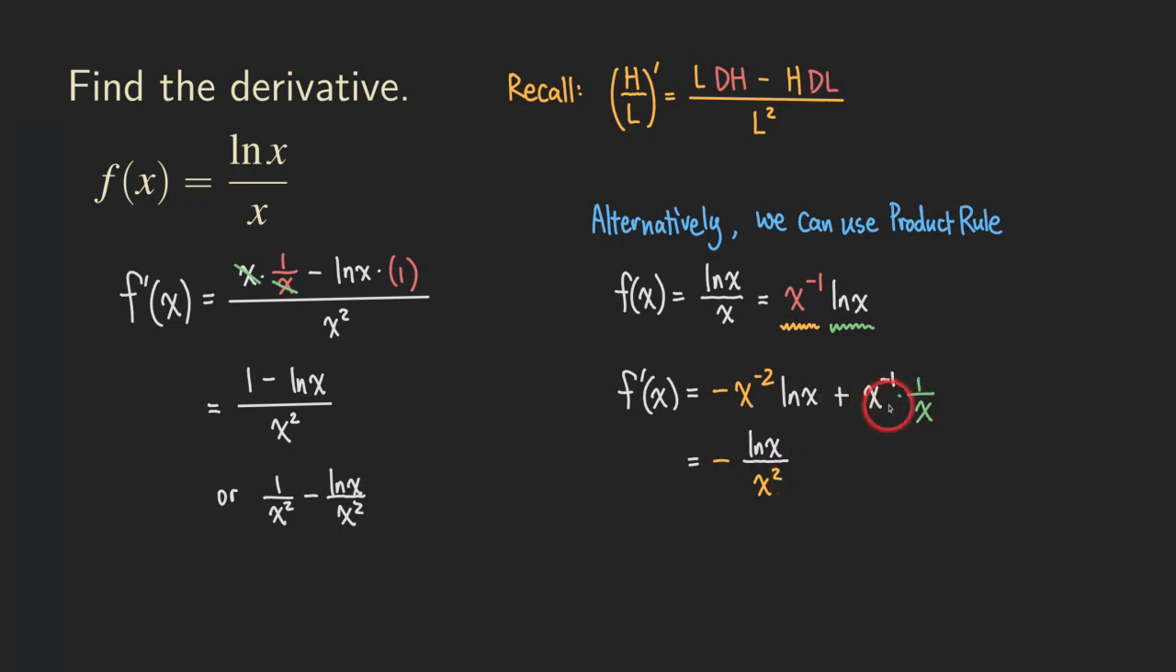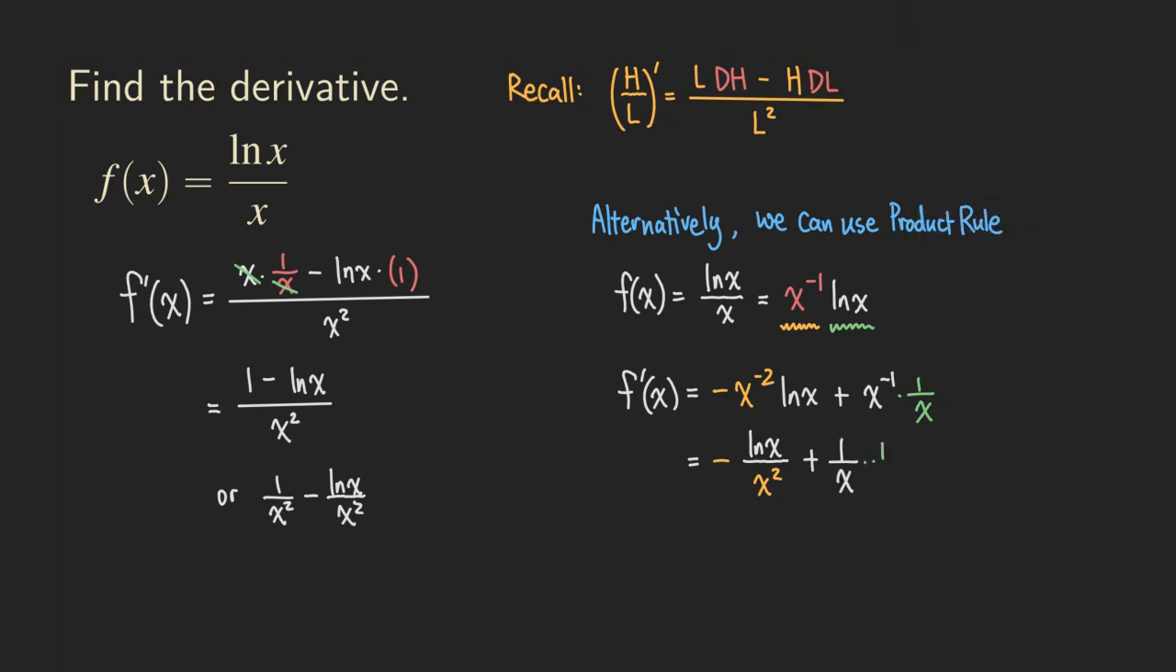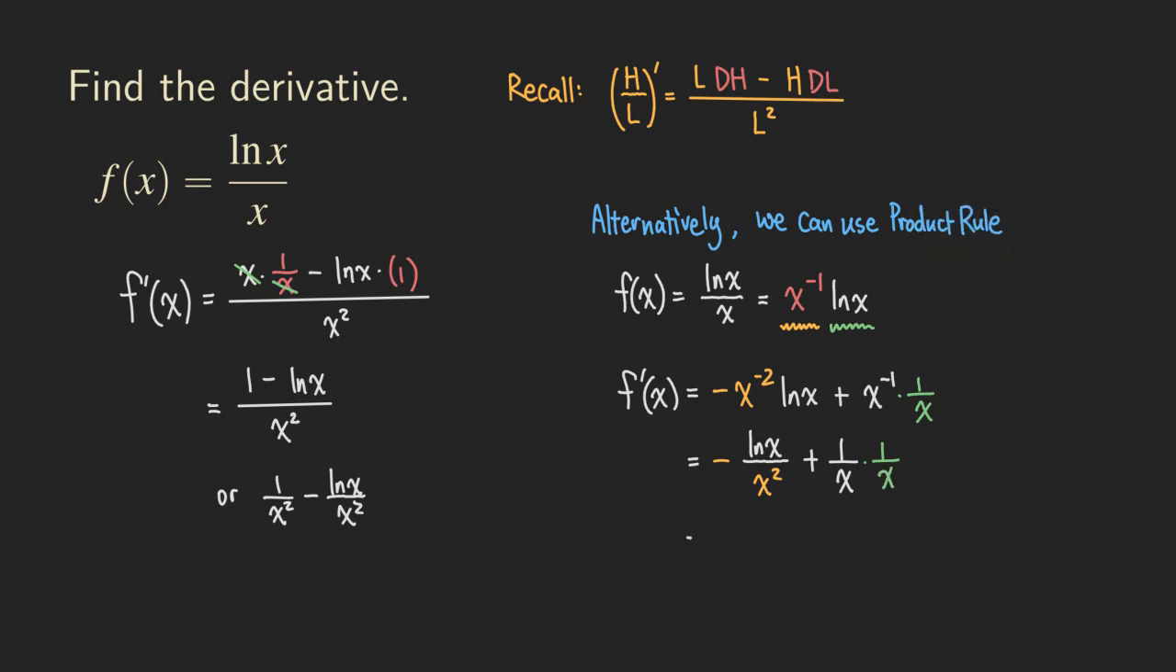And then what about this one? We can also move this thing to the bottom. So if we are moving it, then we are going to be getting 1 over x, and then times the 1 over x. You see what's going on here? We are going to get 1 over x squared. So we are getting negative ln of x over x squared plus 1 over x squared.